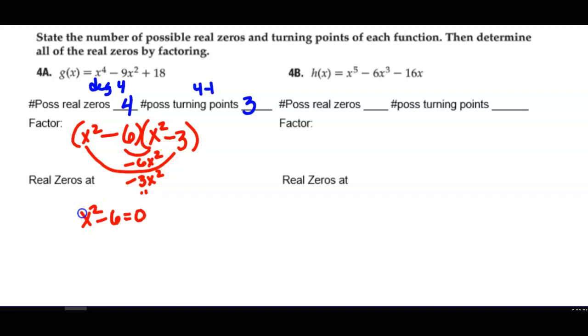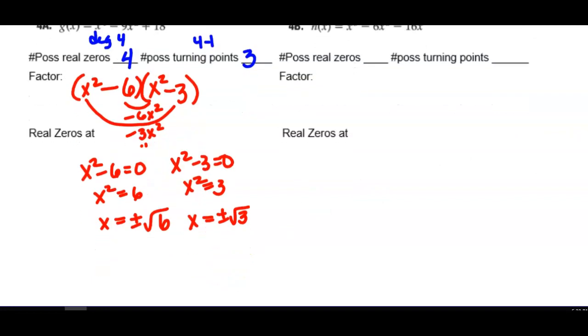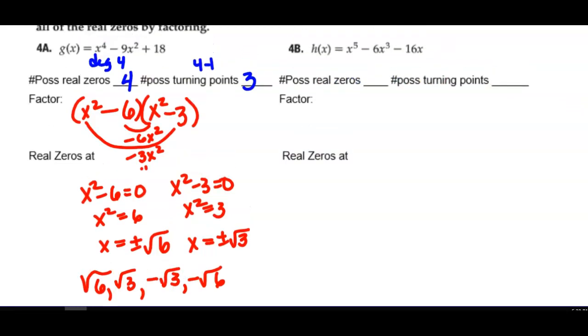If we set this one equal to 0, we get x squared equals 6. Don't forget plus or minus when you take the square root. This one, if we set this equal to 0, we get x squared equals 3. We square root both sides, we get x equals plus or minus the square root of 3. So while they're ugly, there are 4. We have square root of 6, square root of 3, negative square root of 3, and negative square root of 6. You can list them in any order you want, but those are the real zeros. All right, scroll back up here.